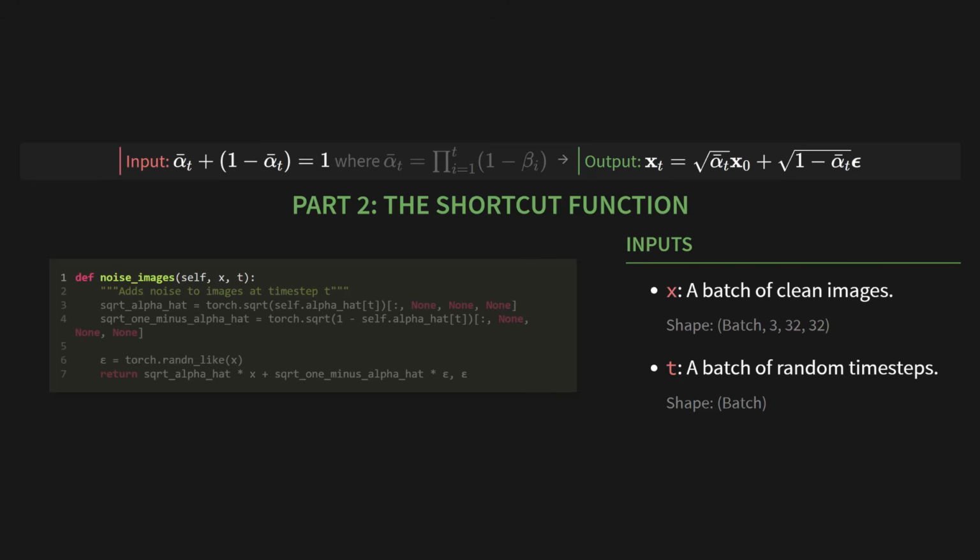It takes two key inputs, x, which is a batch of our clean images, and t, which is a batch of random time steps, one for each image. Inside, we'll calculate the square root of alpha hat and the square root of 1 minus alpha hat, sample some noise, and combine them. But there's a small but crucial challenge we need to solve.